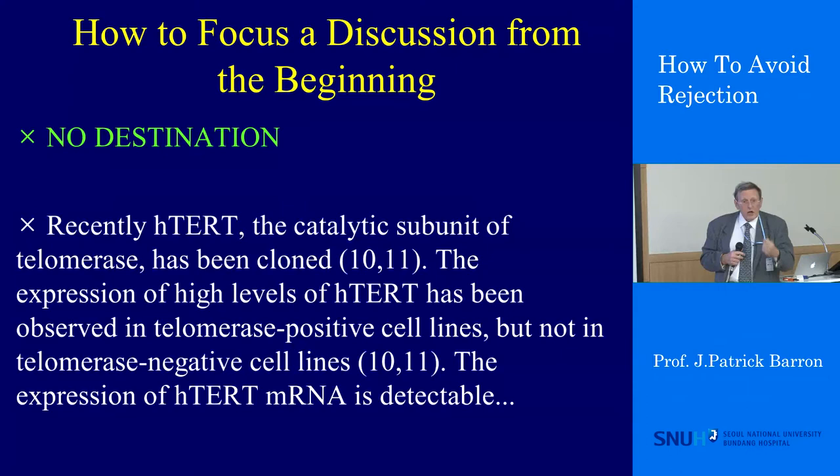So at the beginning of this discussion, as I told you, the reviewer is tired. You have to reset their mind, okay? And they go on. The expression of high levels of hTRT has been observed in telomerase positive cell lines, but not in telomerase negative cell lines. 10, 11, same. The expression of hTRT mRNA is detectable. Da, da, da. Now, this was written by a very well-known member of TMU. He's chairman of the department. He's published hundreds of papers, but this is not the way to begin a discussion. Okay, what is this about?